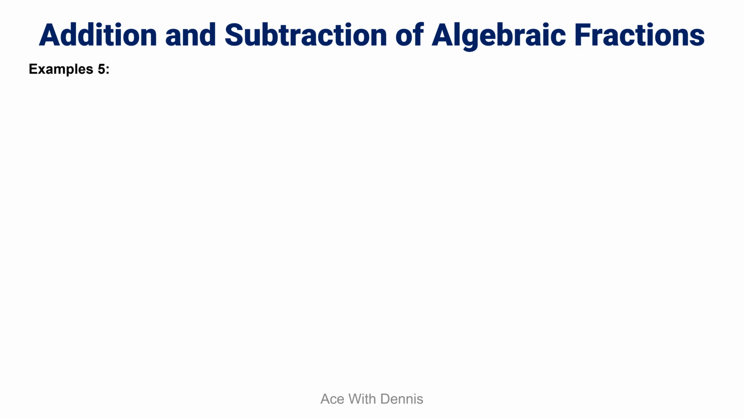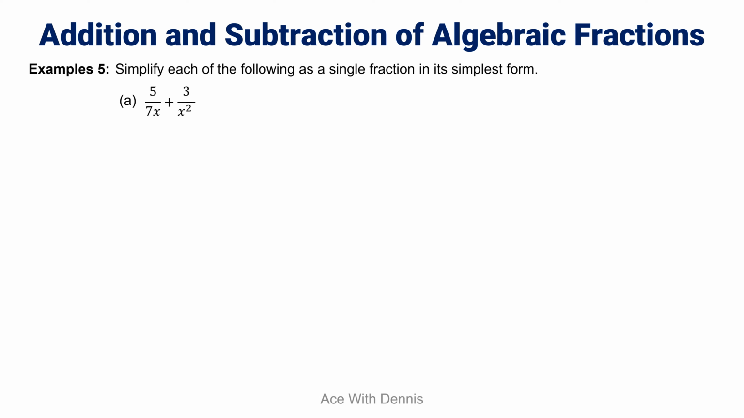Now let's see example 5. Simplify each of the following as a single fraction in its simplest form. A. 5 over 7x plus 3 over x squared. B. 5a over 4b minus 2b over 3a.